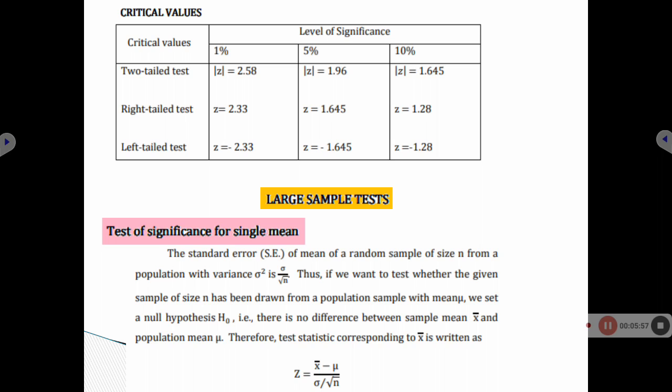Thus, if you want to test whether the given sample of size n has been drawn from a population with mean mu, we set a null hypothesis H naught, that there is no significant difference between the sample mean x bar and the population mean mu. For that, the test statistic we are going to use is Z is equal to x bar minus mu divided by sigma by root n. So this is the test statistic we are going to use.